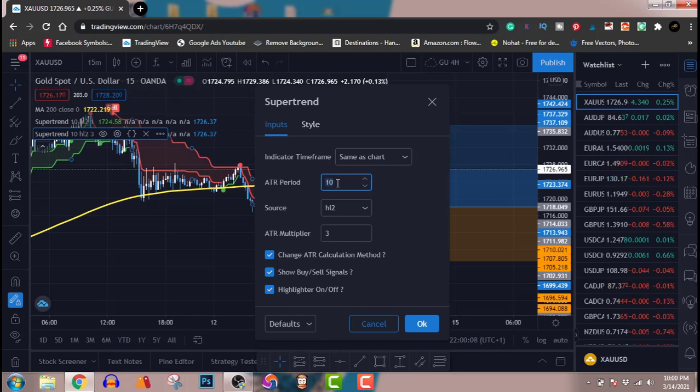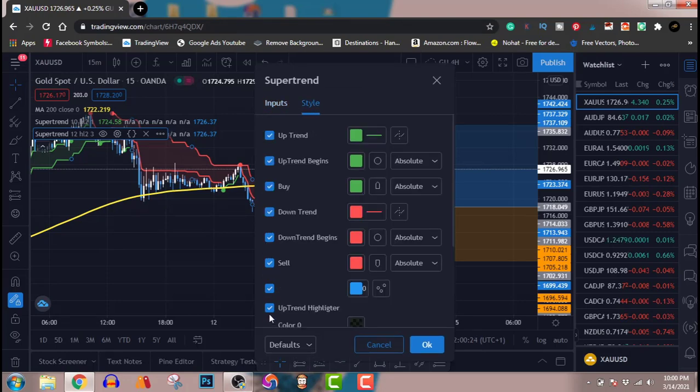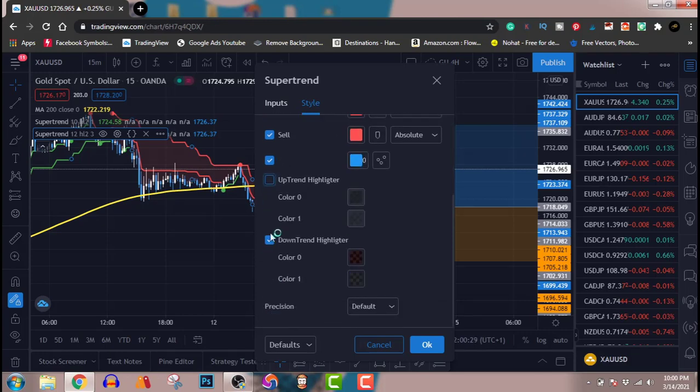So once you have it crossing your 10 and your 12, you are good to go. For this one it's going to be 10 and 3. Okay, so the ATR multiple is going to be 3, ATR period is going to be 12. You turn off the show buy sell signal, you go to style and you turn off the downtrend uptrend highlight, you turn that off, and you go to downtrend also and turn it off.